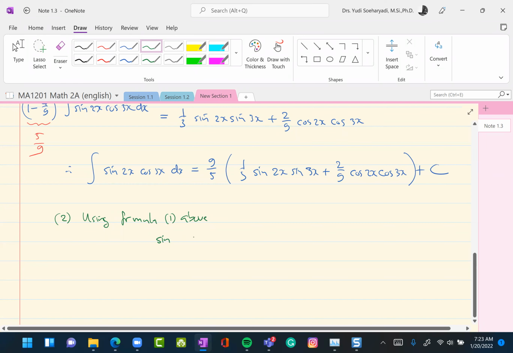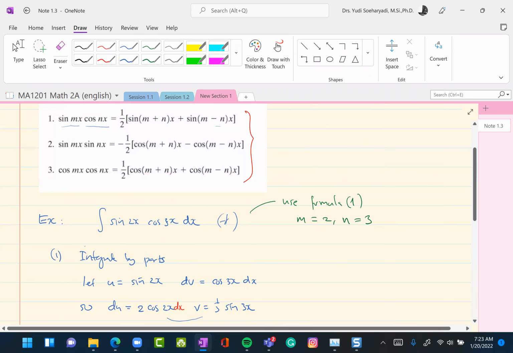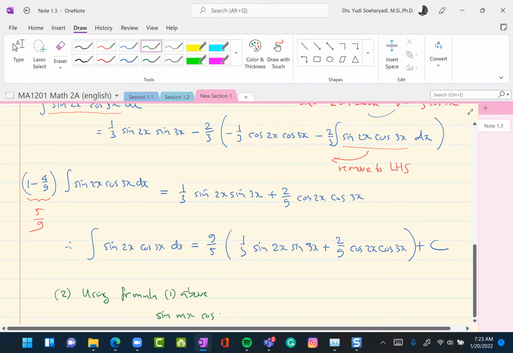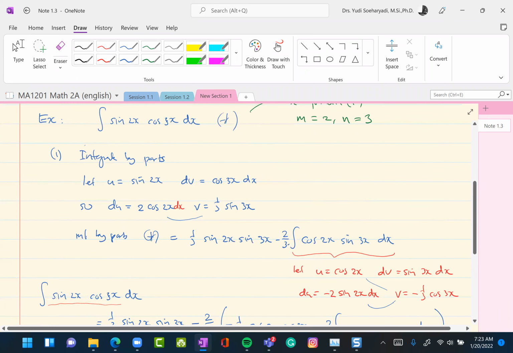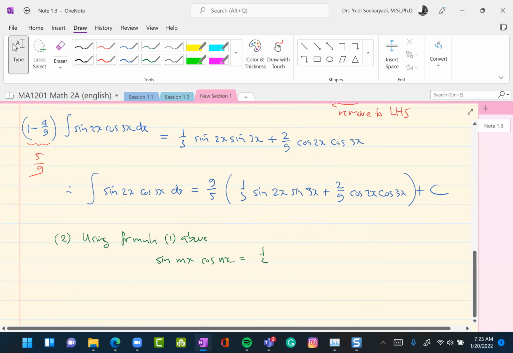Now let me rewrite this. Mx cosine, or the other way around, sine m, right? 1/2 sine, so sum. Mx.